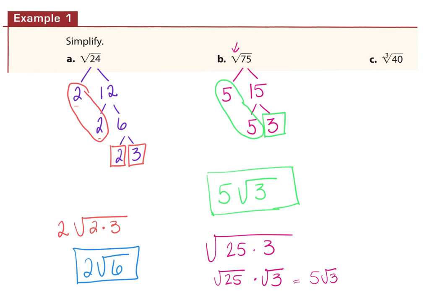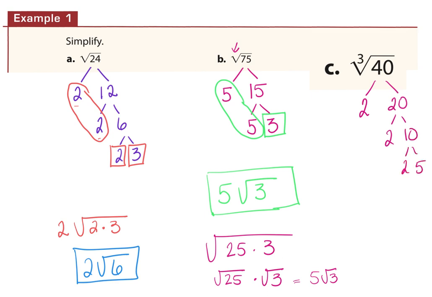40. What's my index on this one? 3. So I'm no longer looking for something that groups in 2s. I am now looking for something that groups in 3s. And so I'm going to do exactly the same thing that I did. What goes into 40? What's a prime that goes into 40? Easy. If it's an even number, it's a 2. So 2 times what equals 40? 20. I can use 2 again, right? 2 and 10. 2 and 5. Those are all primes. I'm done.